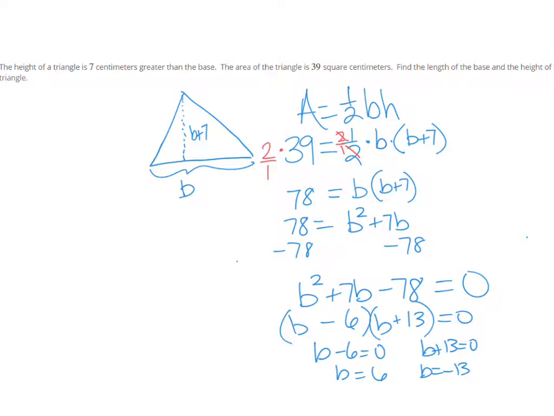All right, so on this one, after I got done factoring, I have two options for B. It could be 6 or negative 13. Now, in this particular example, it doesn't say that it has to be positive, but it is sort of implied because it's a triangle, and B represents a length, and it wouldn't make any sense to have a negative length for your base or your height. So you do have to X out the negative answer on that, and we only want the 6. Okay, so it looks like then the base of our triangle is going to equal 6 centimeters. And if your height is 7 more than that, then it would be 13 centimeters.